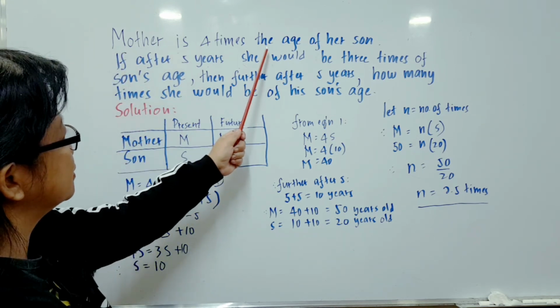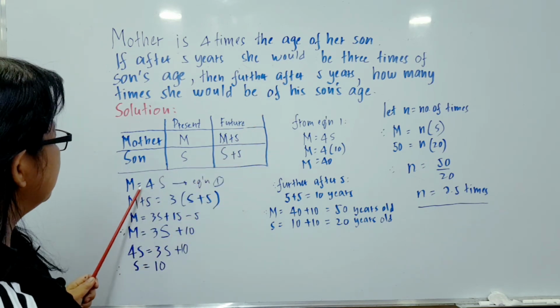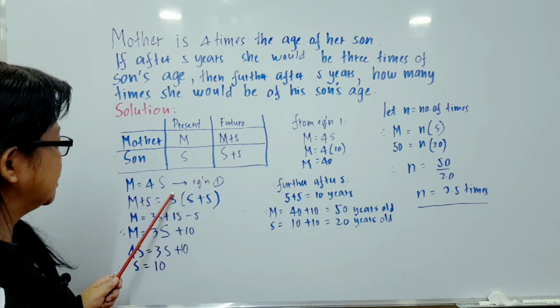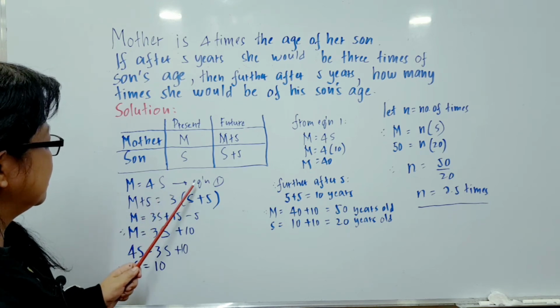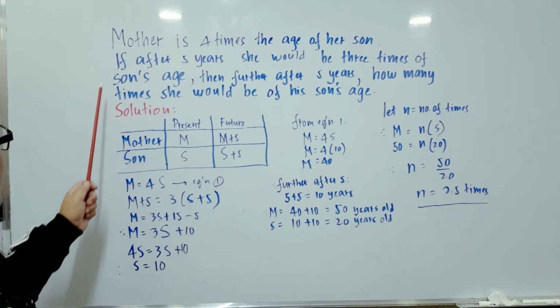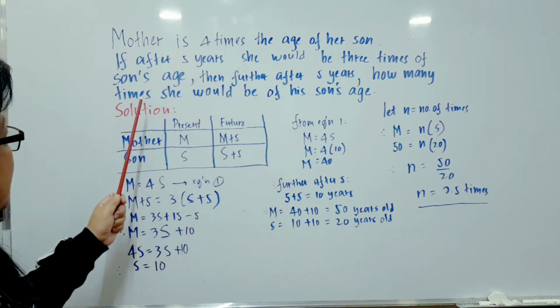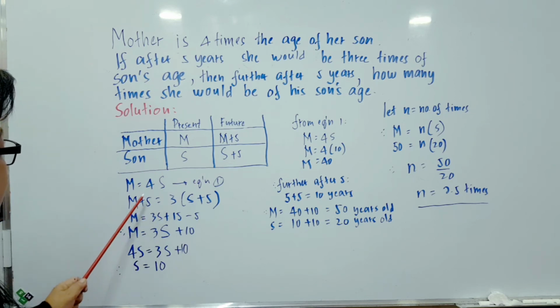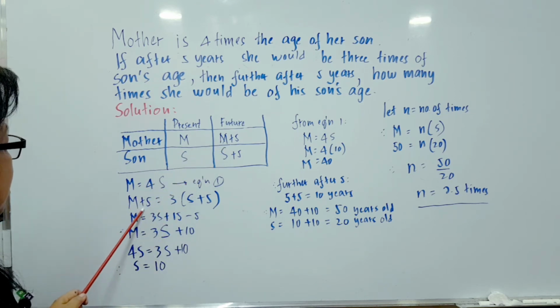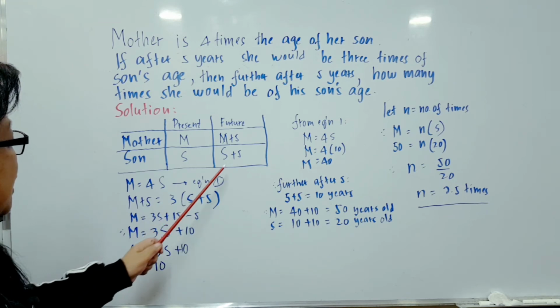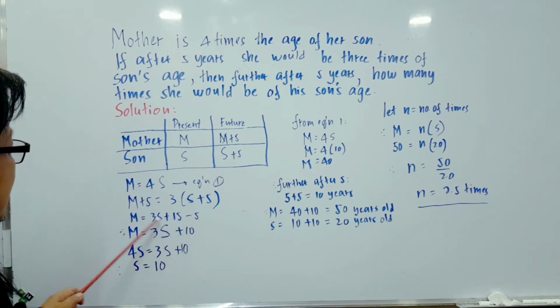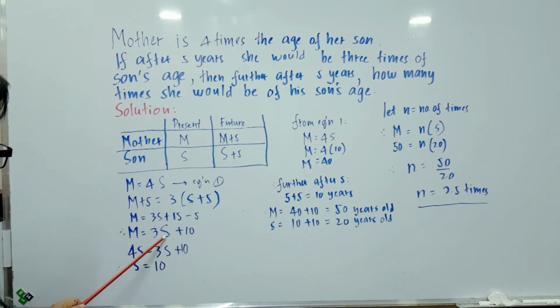Mother is 4 times the age of her son. So, mother is 4 times the age of her son, which is 4 times S. This is equation 1. Now, another statement here, if after 5 years, she would be 3 times of son's age. After 5 years, so M plus 5, the age of the mother, is equal to 3 times the age of the son, which is S plus 5. Simplifying this one, therefore, M is equal to 3 times the age of the son plus 10.